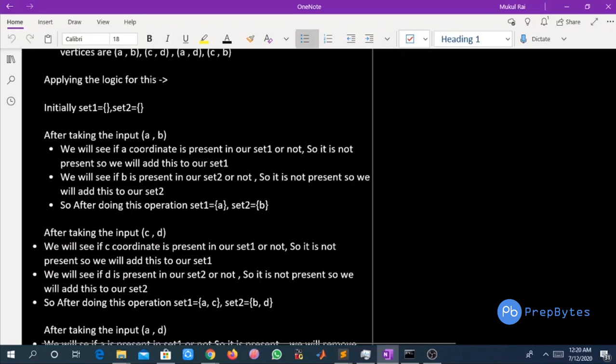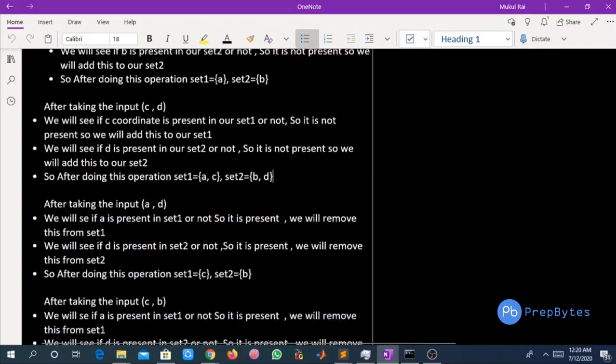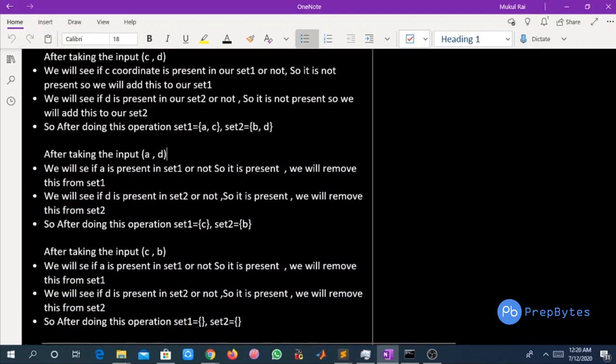After taking the input c comma d, we will see if the c coordinate is present in our set 1 or not. It is not present, so we will add it to set 1, right? We will see if d is present in set 2 or not. It is not present, so we will add it to set 2, right? After this operation, set 1 will contain a comma c and set 2 will contain b comma d, right? So let us take the input a comma d.